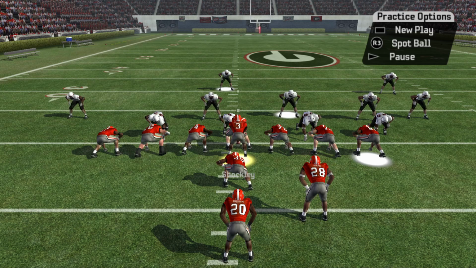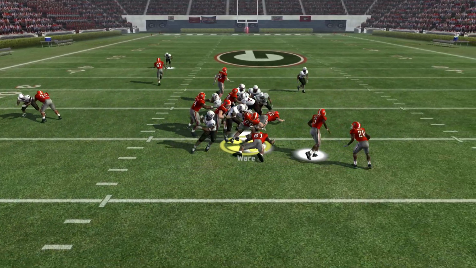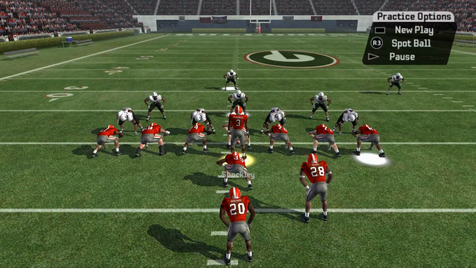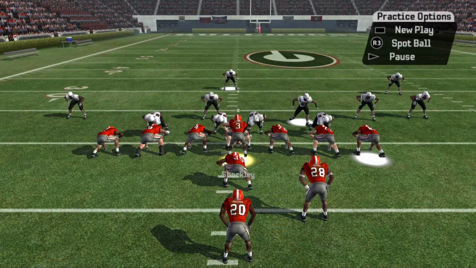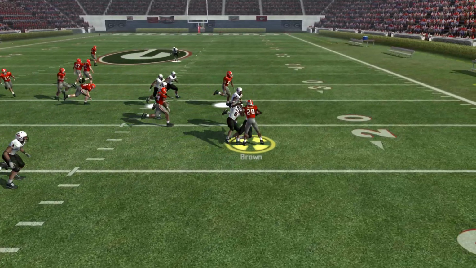Now, in this particular situation, when everybody and their brother shifted to that side, I'll probably just hand it off to the fullback and deal with it. I could have had something to the outside. But normally what I try to do is, here's another hard shift. I can keep it. You're just not going to get a whole lot out of it.